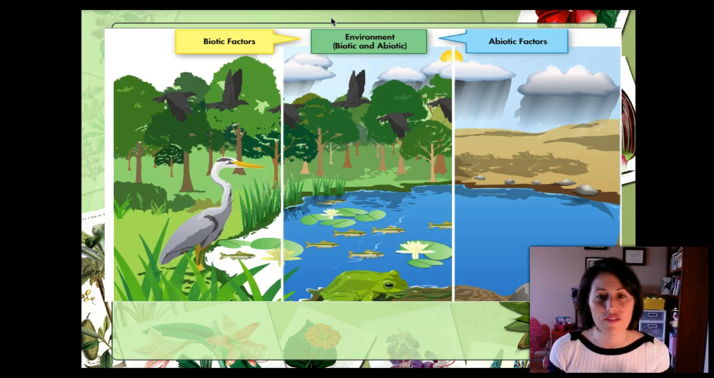So just look at this graphic for a second. Here's our ecosystem, and we're looking at the environment right here. Okay, so here's our environment, all of the things that create that ecosystem. And we're going to divide that into biotic and abiotic factors. So if you look over here, we're just looking at the living things.